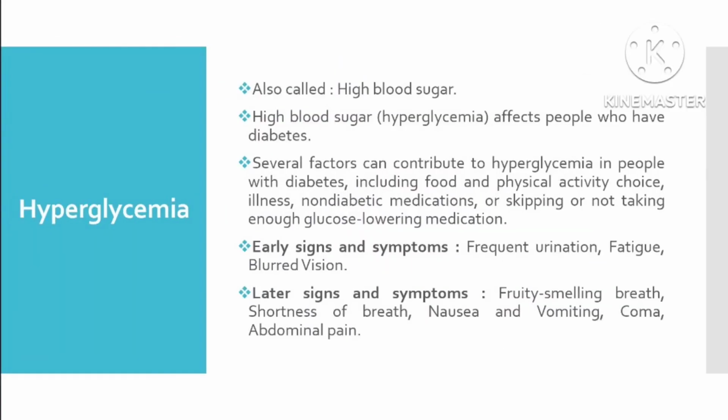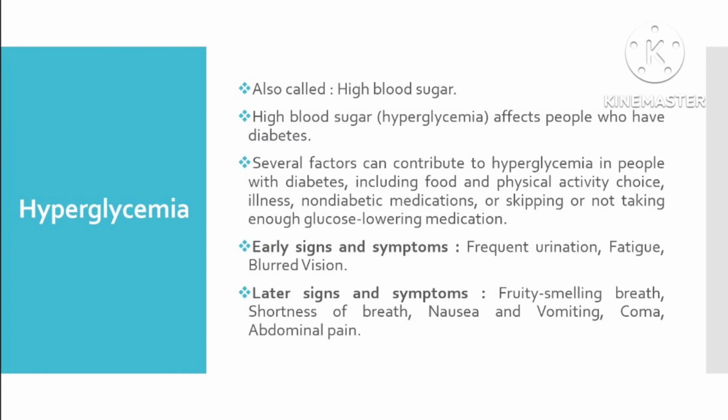The second disease is hyperglycemia. It is also called high blood sugar level. High blood sugar level affects people who have diabetes. Several factors can contribute to hyperglycemia in people with diabetes, including food and physical activity choices, illness, non-diabetic medications, or skipping or not taking enough glucose-lowering medication.